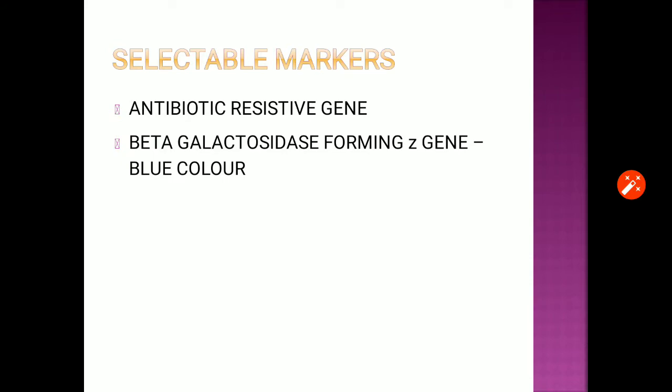So if the bacterial colony is unable to generate blue color, it will show that the gene has been inserted successfully. And if it creates the blue color, then it will show that the gene has not been inserted into the segment of DNA which has been provided. So that means here the Z gene or the beta galactosidase forming gene is acting as a selectable marker because it will ensure whether the desired gene has been inserted or not.